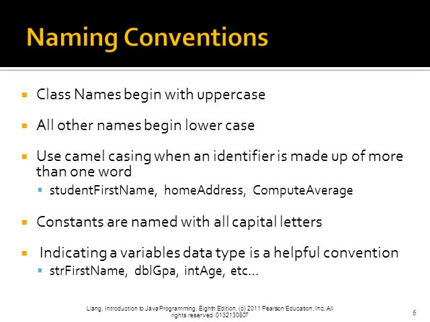Sometimes camel casing is used for an identifier that is made up of more than one word. We have examples here of student first name, home address, compute average, right? So you should recognize that the first two probably are naming some type of variable, and the last, since it starts with a capital, is naming a class. So you have that lowercase, uppercase, lowercase, uppercase, or vice versa.